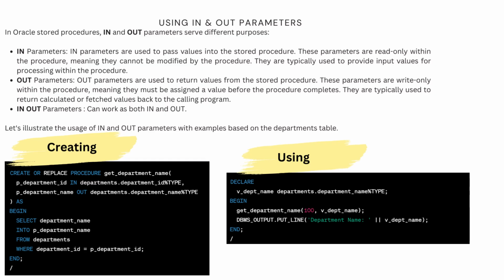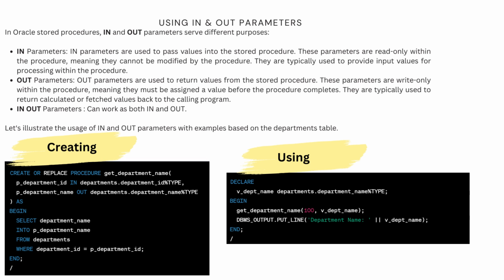In Oracle stored procedures, in and out parameters serve different purposes. In parameters are used to pass values into the stored procedure. These parameters are read-only within the procedure, meaning they cannot be modified by the procedure. They are typically used to provide input values for processing within the procedure.